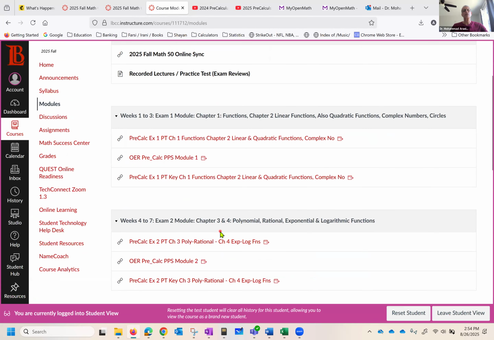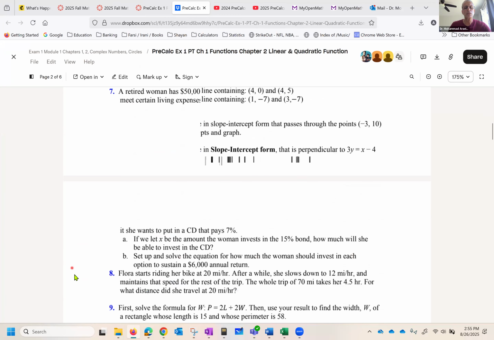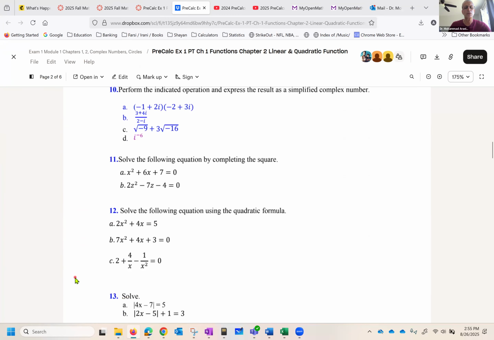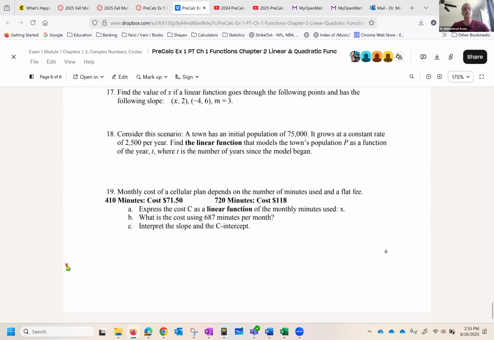Now, each module is very similar. For example, the first one, week 1, 2, 3, exam 1 module, I start with the practice test. Why do I do that? Because I want you to take a few minutes, 3 to 5 minutes max, to read the questions to see what basically is expected of you for the first exam. Okay, it's not too bad. So that is the synopsis of what we cover for the first exam.